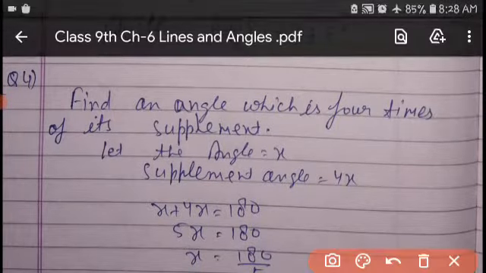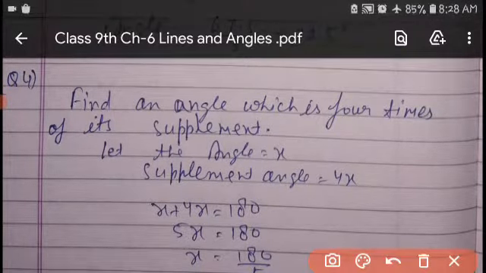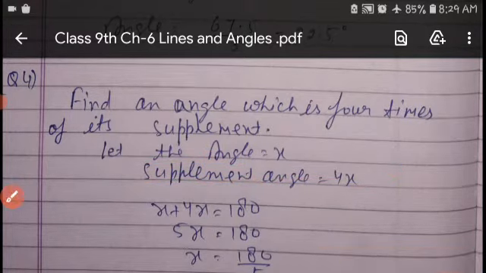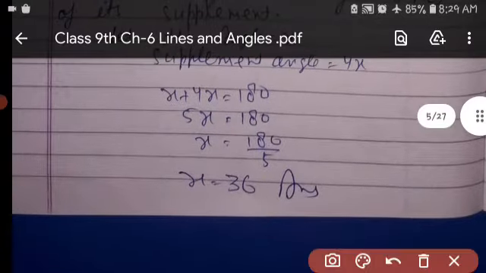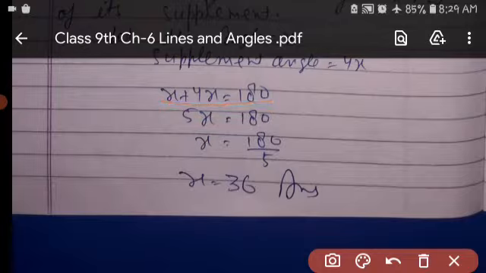Find an angle which is 4 times its supplement. Let the angle be x, and the supplement angle be 4x. x plus 4x is equal to 180 degrees. 5x is equal to 180 degrees. x is equal to 180 upon 5. Now x is equal to 36 degrees. That is the answer.